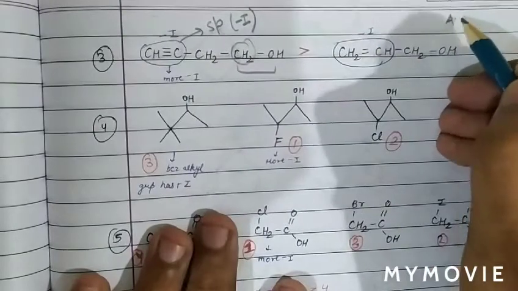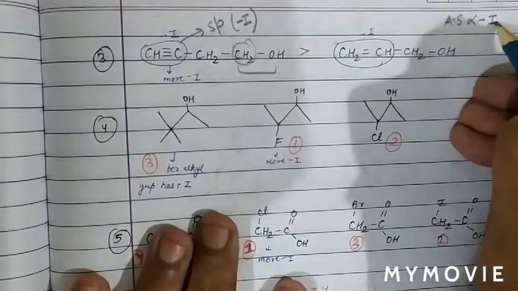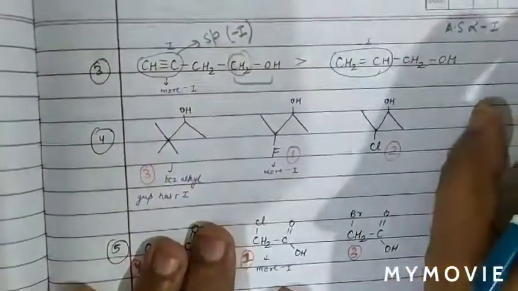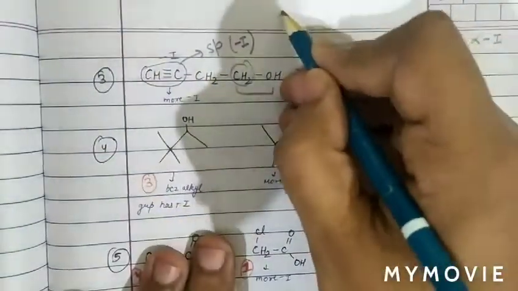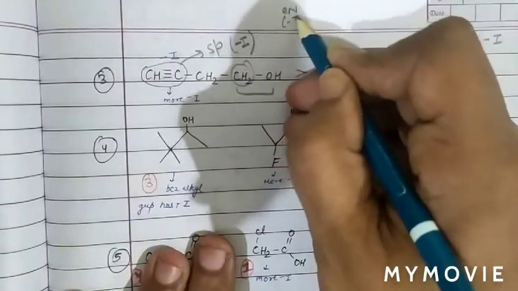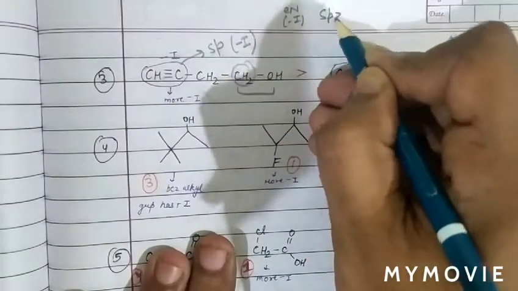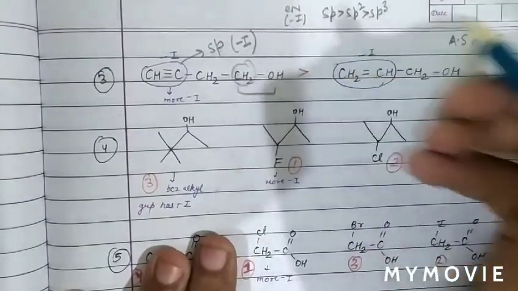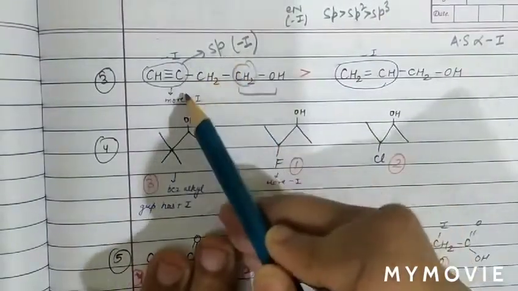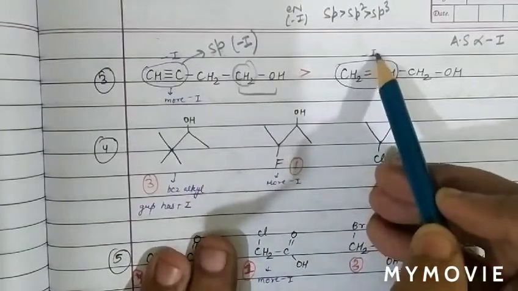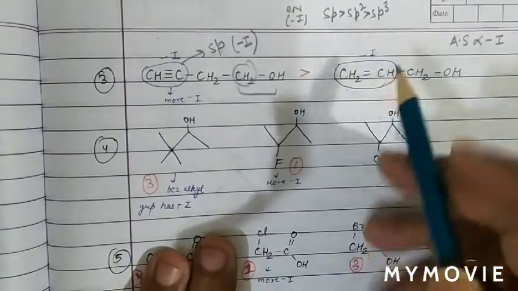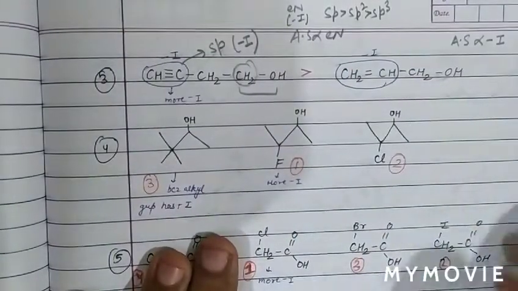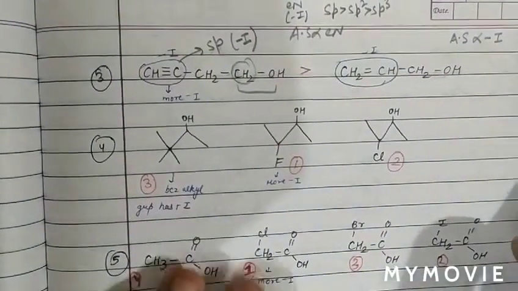And we know the acidic strength is directly proportional to minus I. So in electronegativity, or minus I, we can say sp is more than sp2 and then sp3, so we can say more minus I, therefore more acidic strength. More minus I means more acidic strength, because acidic strength is proportional to electronegativity also. Now see the next question.